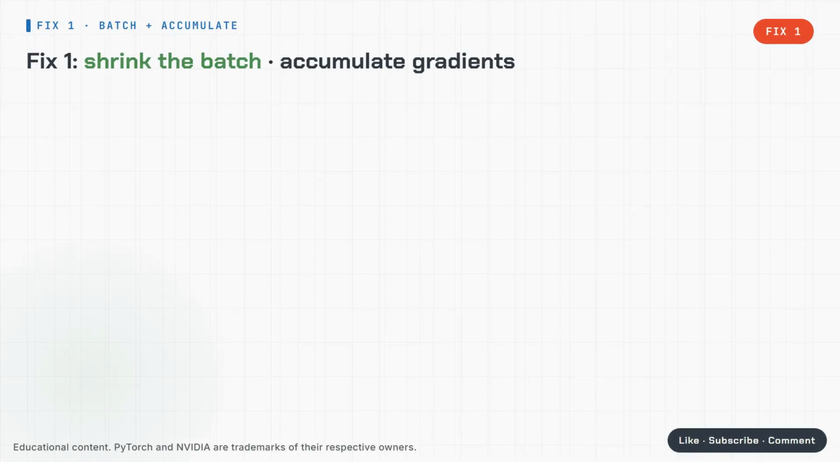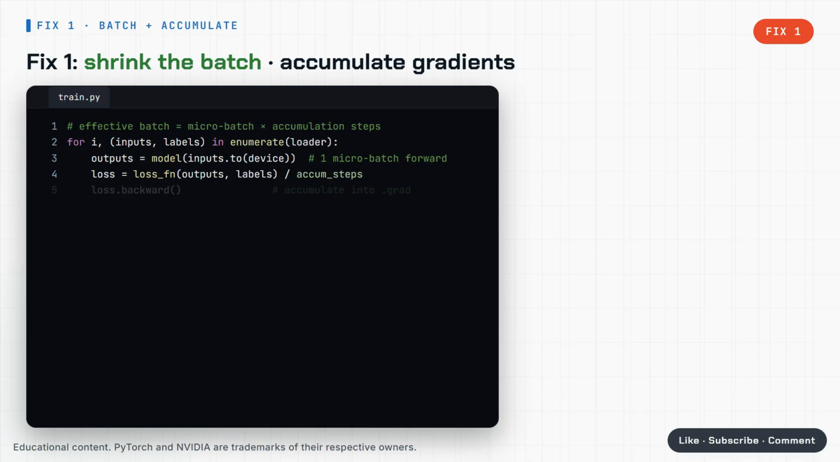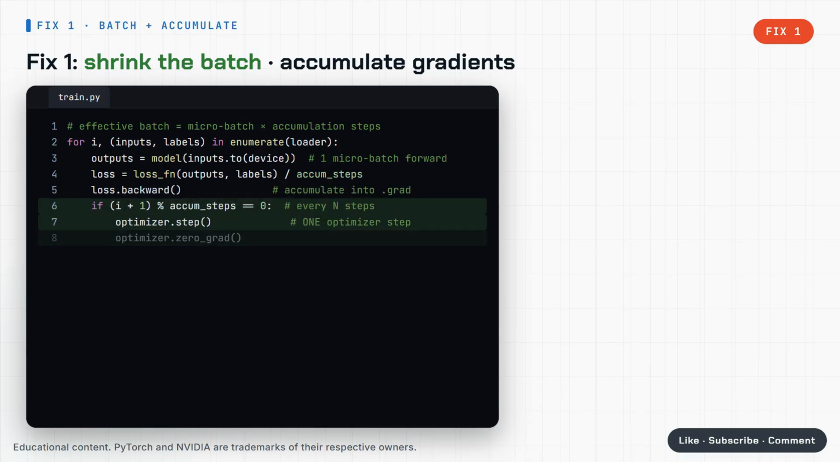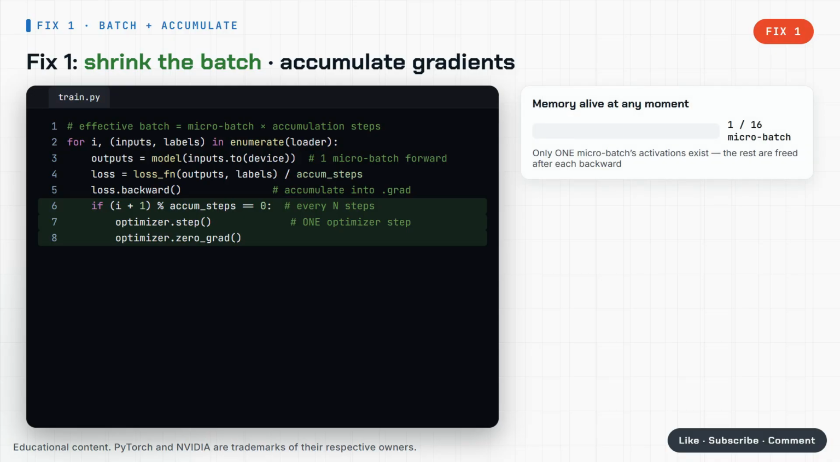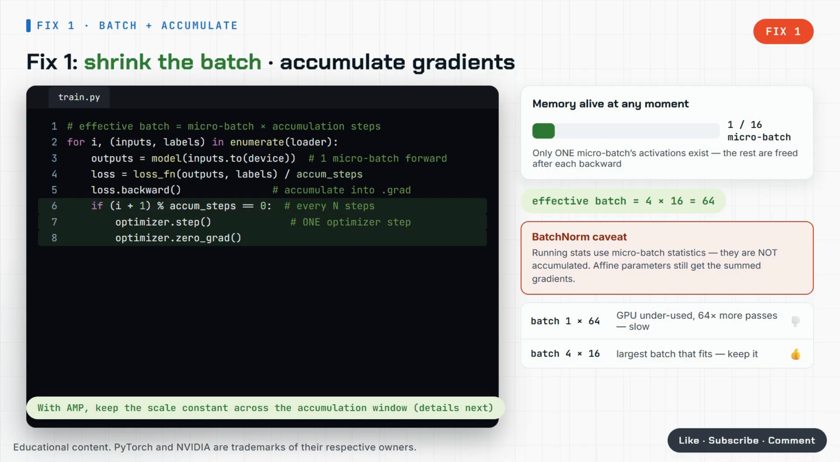Fix 1. Shrink the batch and accumulate gradients. Set the micro batch to the largest size that fits. Then step the optimizer once every few micro batches. Only 1 micro batch's activations live at a time, so memory stays low. The effective batch is 4 times 16, 64. One caveat. Batch norm running statistics are not accumulated, so results differ slightly from one giant batch.